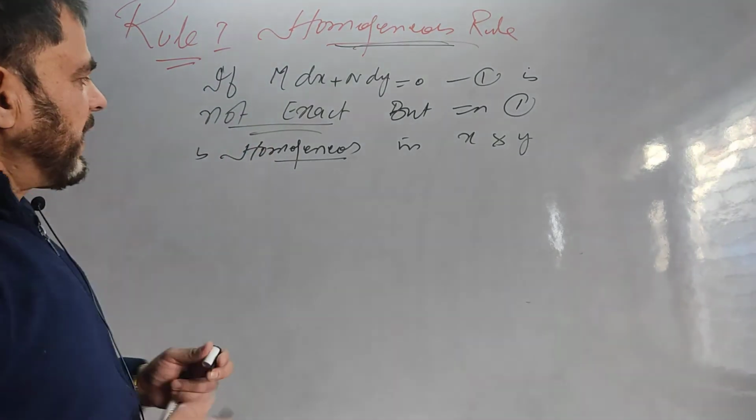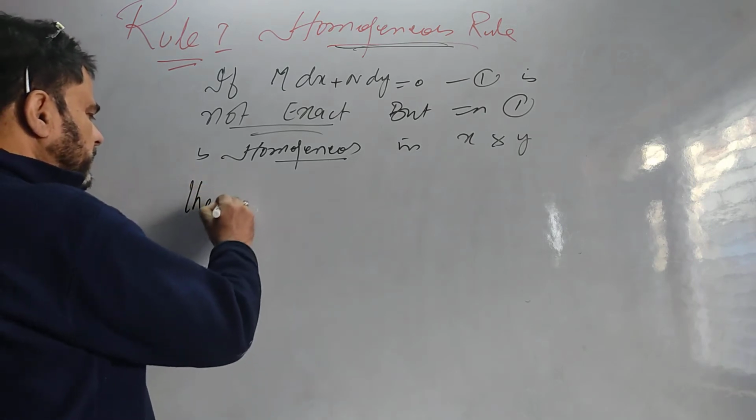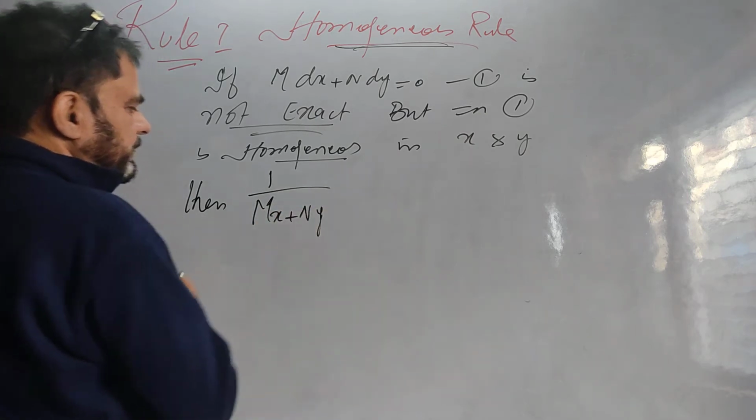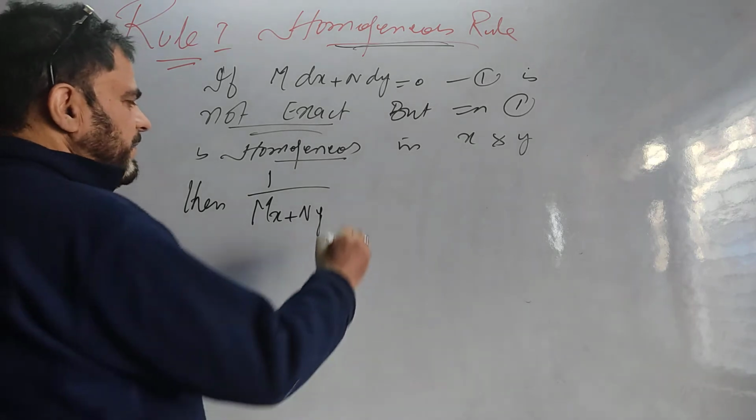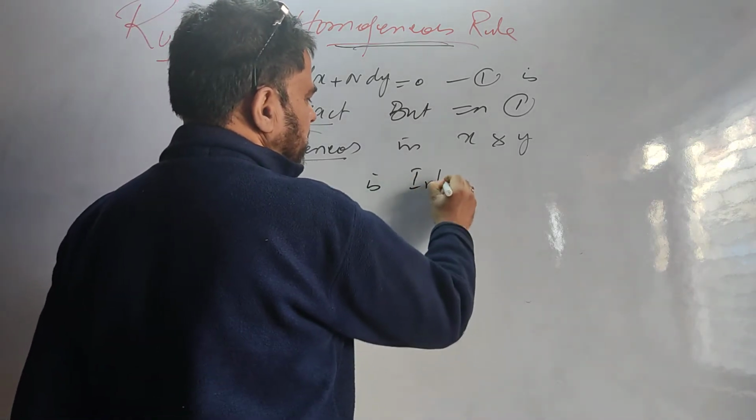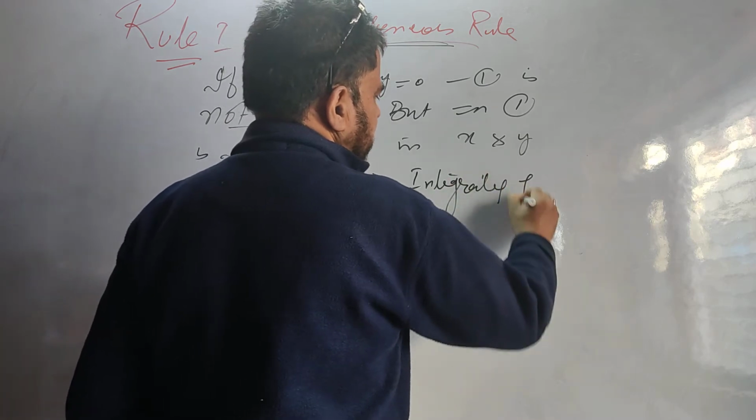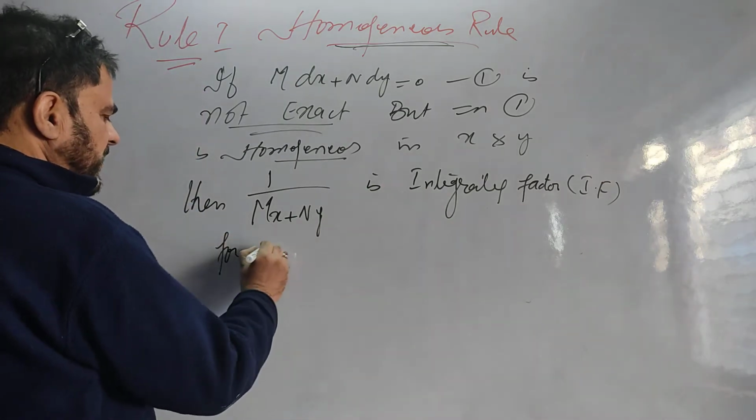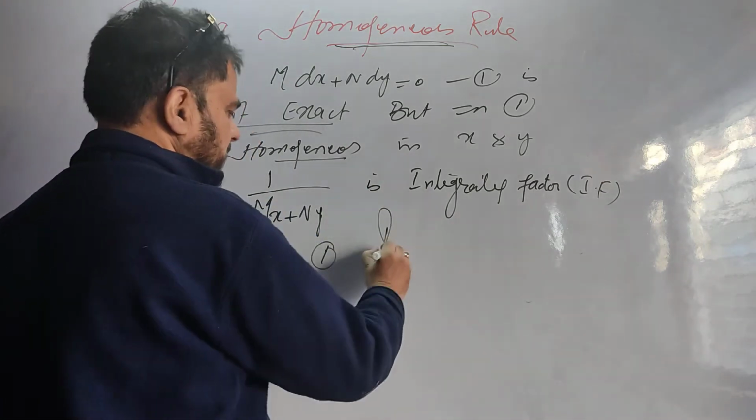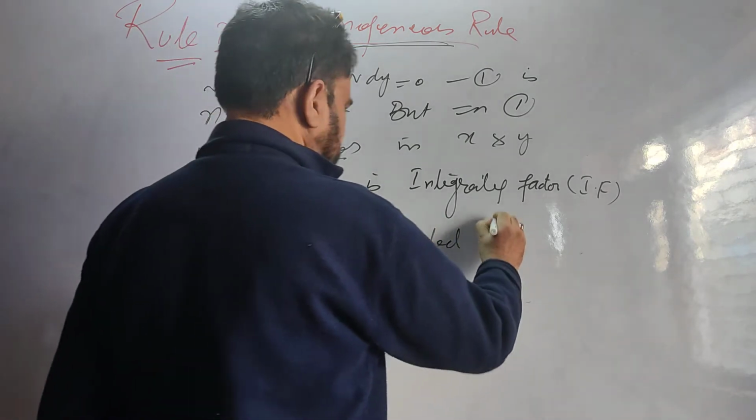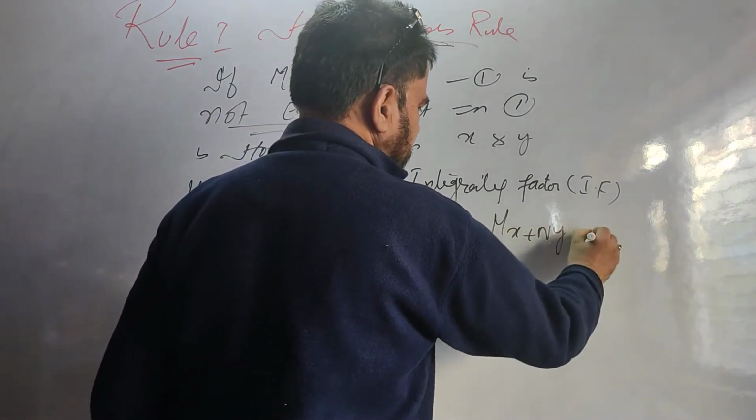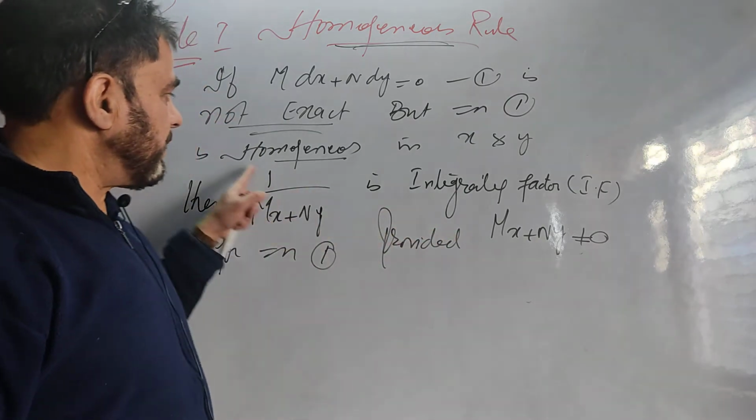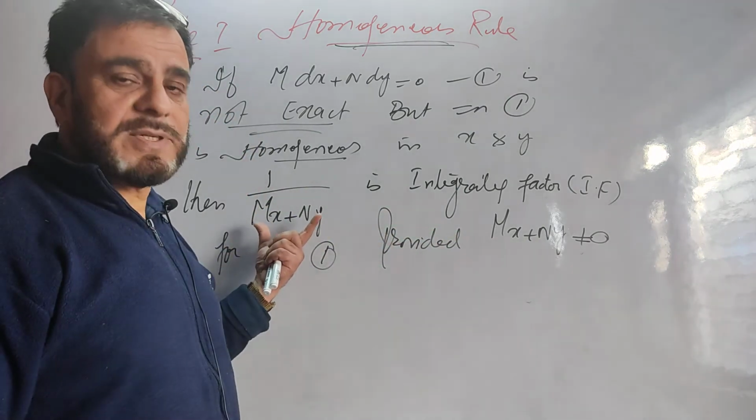If it is homogeneous, then 1 upon Mx plus Ny is the integrating factor for equation number 1, but the condition is that Mx plus Ny is not 0. It should not be 0. If it is 0, we can say this integrating factor fails. We don't get the integrating factor.